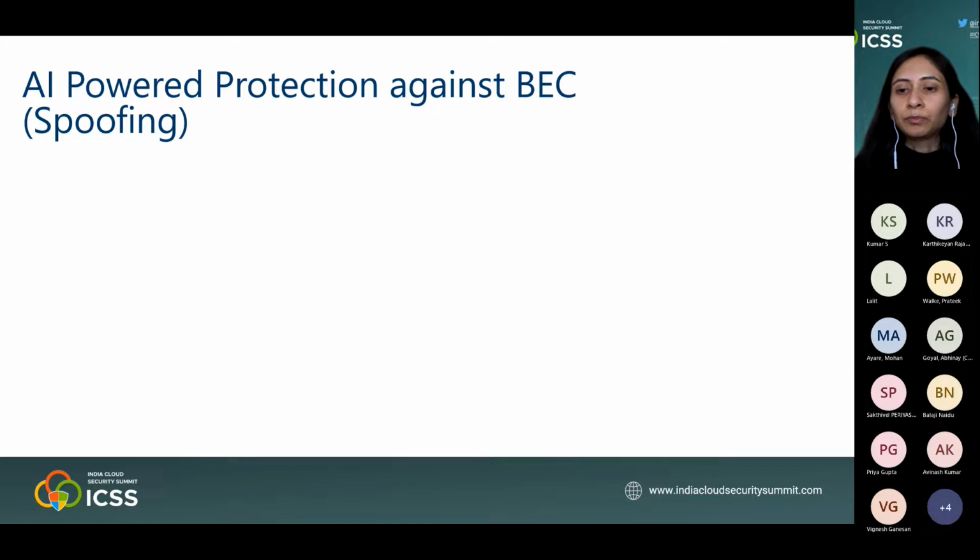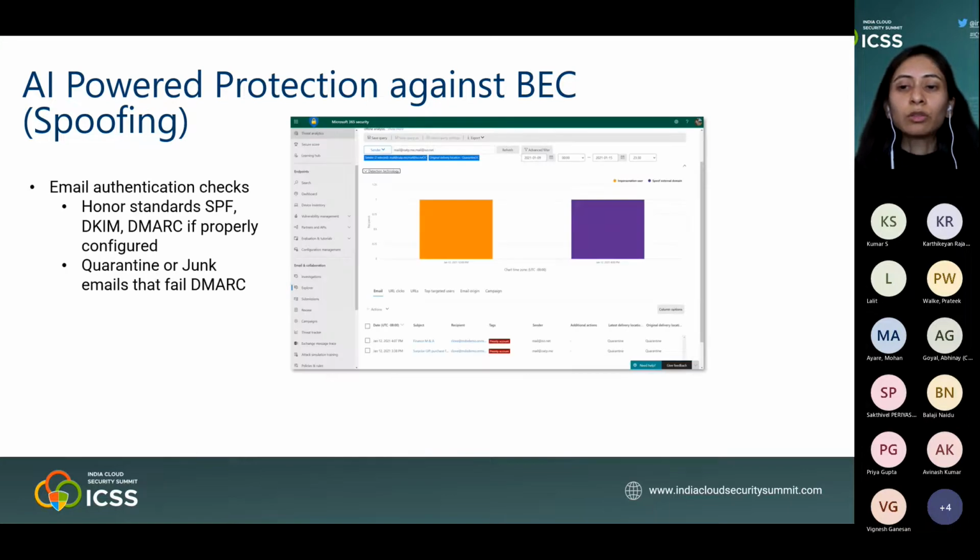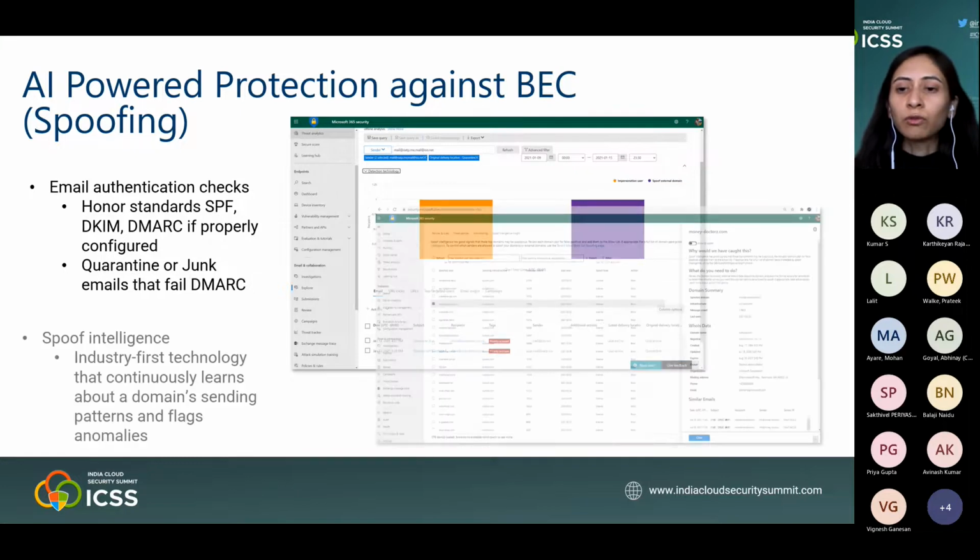So MDO honors email authentication. These are the standards SPF, DKIM, DMARC, and when they are properly configured, it detects the authentication failures. If DMARC fails, the message is sent to the junk or quarantine folder. And while the DMARC standard is useful, our telemetry actually suggests that it is not widely adopted. And in that case, what helps is our industry first technology, which is called spoof intelligence.